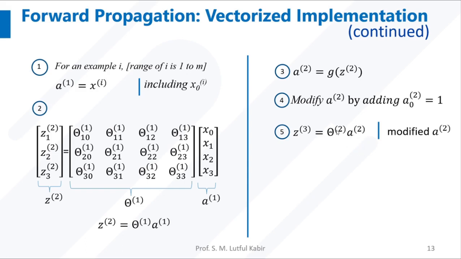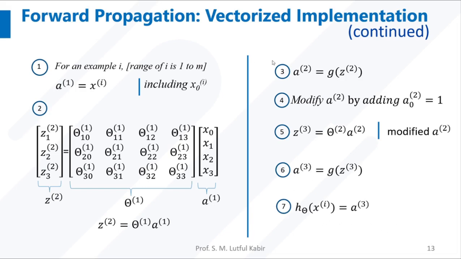And the modified A2 is multiplied by theta 2. It's not theta 1, you see. Theta 2 multiplied will give you Z3, like the previous one. Next, apply Z3 into the sigmoid function. You will get A3, and once you get A3, this is h theta of x.